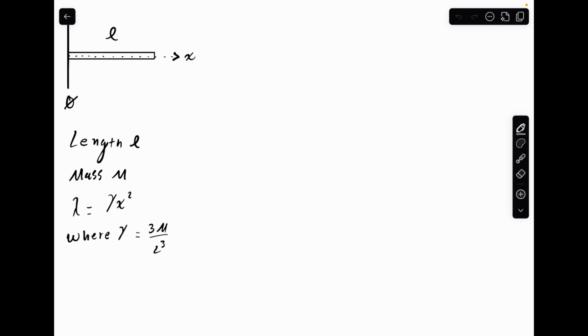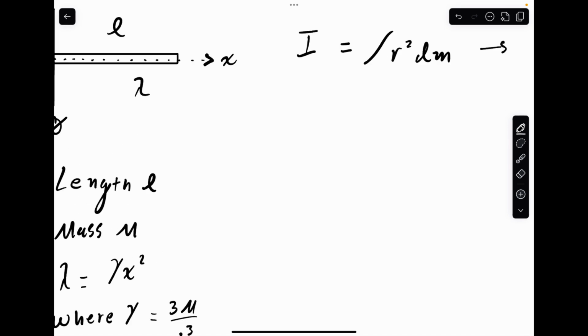So this rod has linear mass density lambda, meaning it's not uniform density, so we can't say that lambda is equal to m over L. We're going to have to follow a different process. We'll start with our rotational inertia equation, as always: the integral of r squared dm.